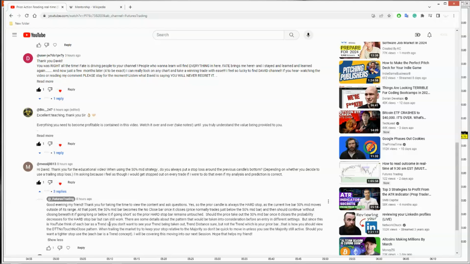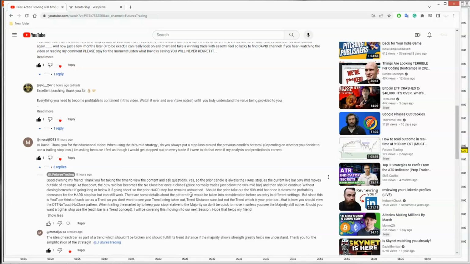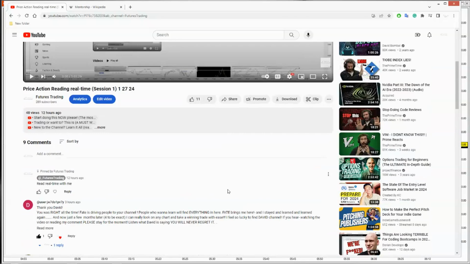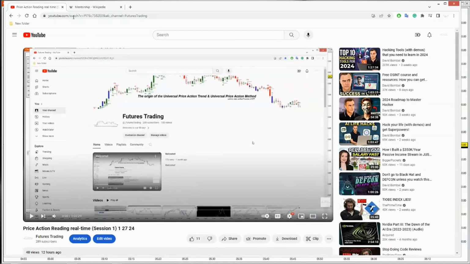Think of each bar as a trend, so you don't want to see your trend being taken out. Trend distance, sure, but not the trend, which is your prior bar. So you shouldn't mind the trend distance being wiped out sometimes. I'll say it just depends on how large that is, but definitely not the trend, the thing that created it. That's not what you want. So, great question. I'm glad you had that, and I hope I satisfied it, and I believe I did. I know you replied, so thank you so much. That's what we're going to talk about today: how to look at the candle. Again, I appreciate you guys for doing that.